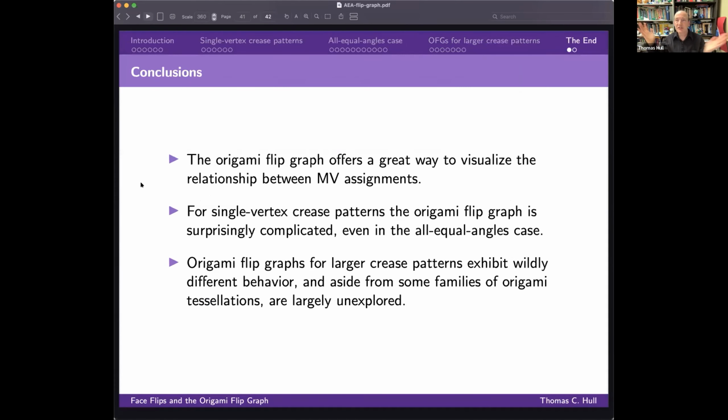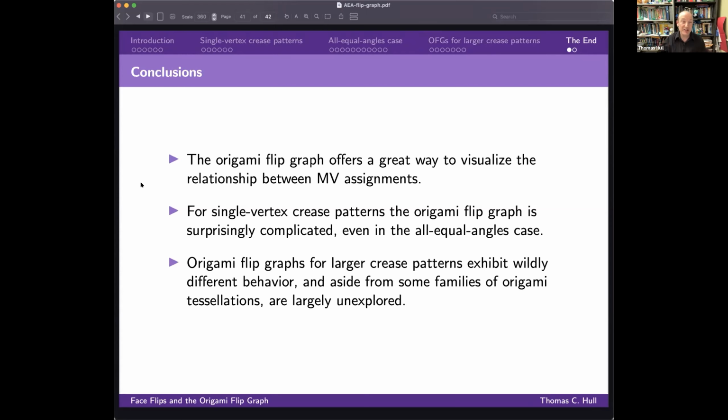So here are my conclusions. I find, just from the stuff I showed you, but there's also more, that origami flip graphs offer a great way to visualize the relationship between mountain valley assignments. It gives you a way to look at structure between mountain valley assignments, and that might lead us to a greater understanding of flat foldable crease patterns.